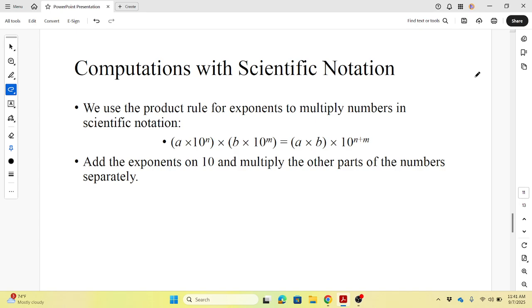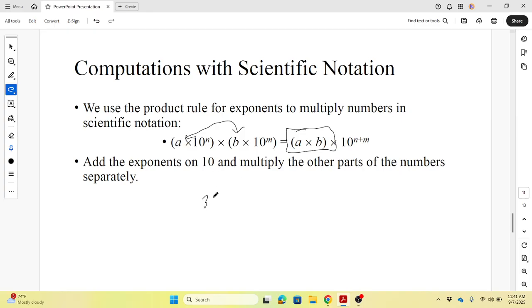Okay, so let's say you have two numbers in scientific notation. Let's say a times 10 to the power n and b times 10 to the power m. Then you just multiply a and b, and whatever number comes, it's supposed to be less than 10. If it's greater than 10, you have to take care of the exponent here. But if a times b is less than 10, then just multiply that and 10 to the power n plus m. You just have to use the property of exponents.